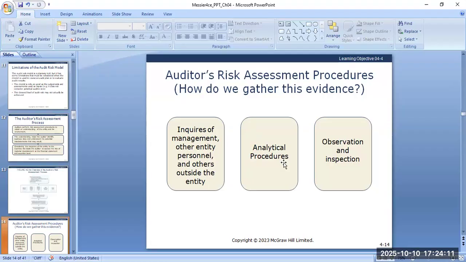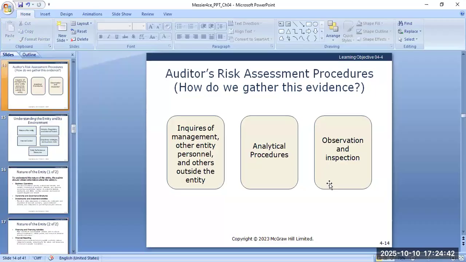Then we're going to use some analytical procedures. With analytical procedures, we're going to analyze the data from the financial statements. That's why I'm going to ask for three or more years of financial statements. The more information you have, the more procedures you can run, and the more data you can collect. And then we're going to do simple observation and inspection. Again, we are not on the testing yet.